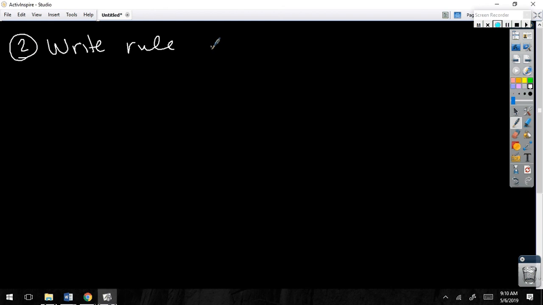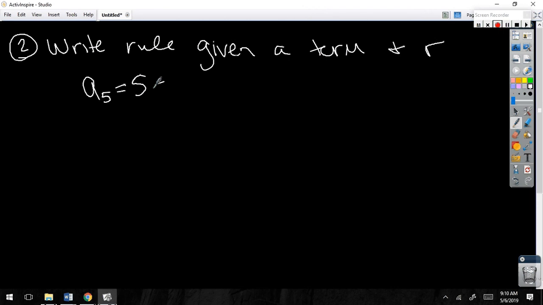Write a rule given a term and the R. In other words, maybe I said a sub 5 is 54 and R is 3.